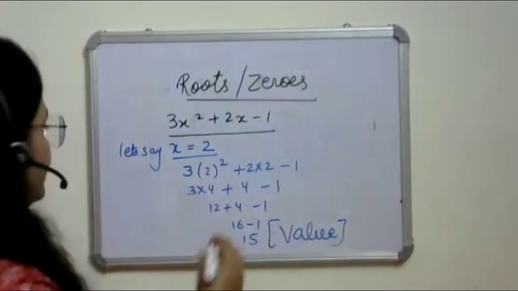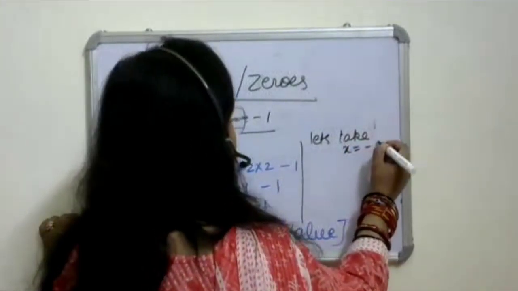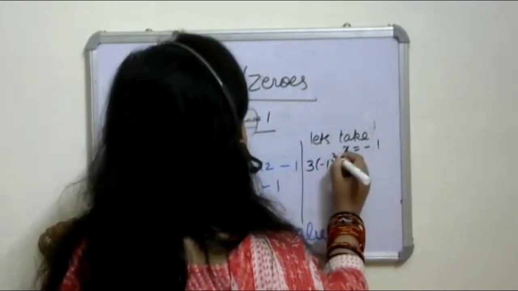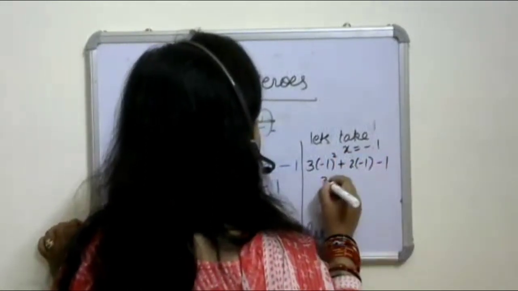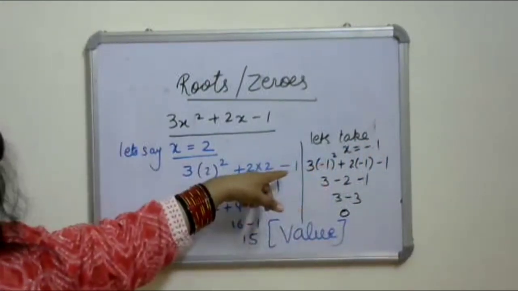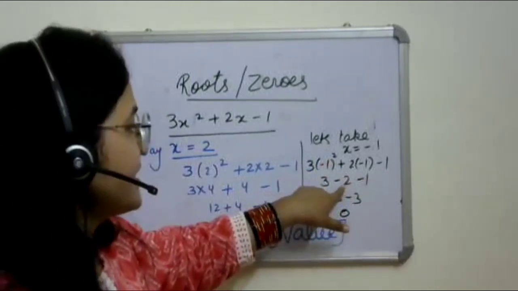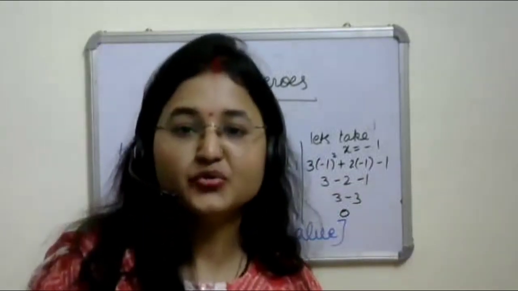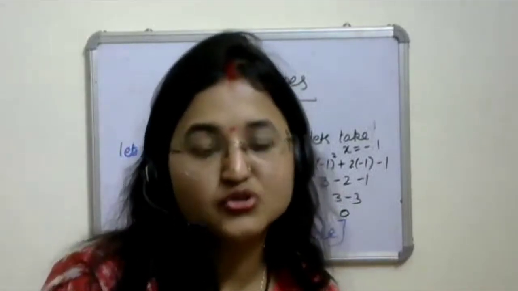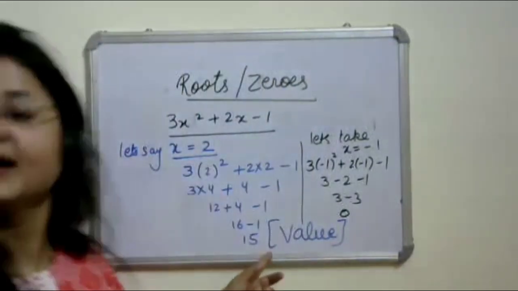Let's consider one more example. Now let's take the value of x as negative 1. On substituting the value as minus 1, 3 into minus 1 whole square plus 2 into minus 1 minus 1: 3, because the square of any negative number is positive, minus 2, minus 1, answer is 0. So when we substitute any value in place of x, and if my answer is 0, then we can say that value is called root or zero of the quadratic equation. And if my answer is any other number other than 0, then this is called value. This is very important.